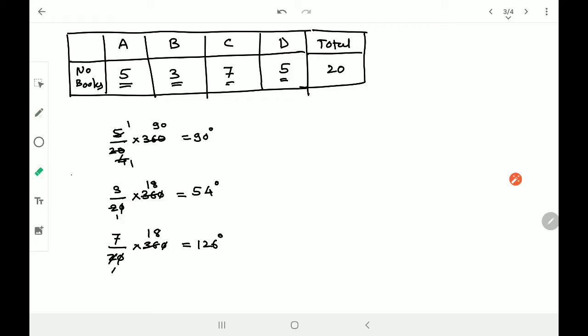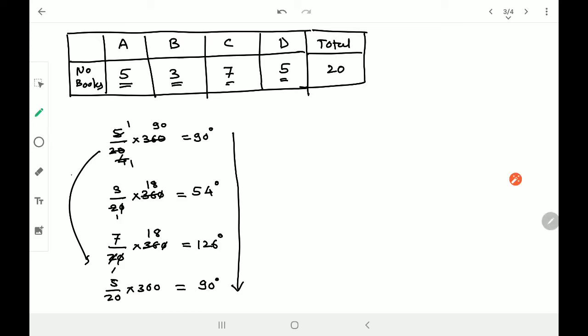Right? And the last one is 5 out of 20. So 5 out of 20 into 360. How is that equal to 90 degrees? Again, because the first one was the same, so I took it directly as 90 degrees. So if you add all these angles, surely it is supposed to be 360. You can add and check. If you add these angles, it is going to be 360 degrees.